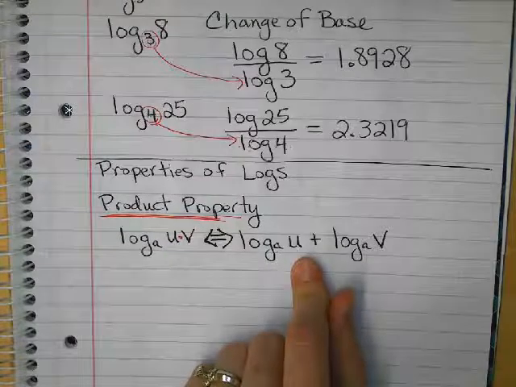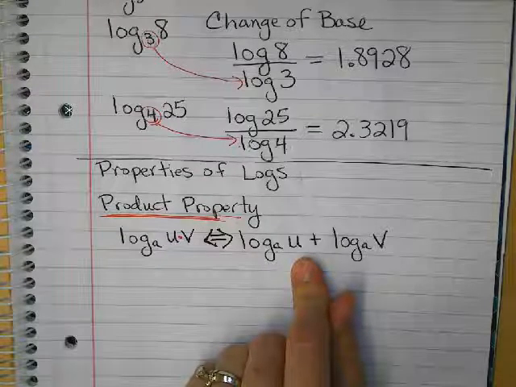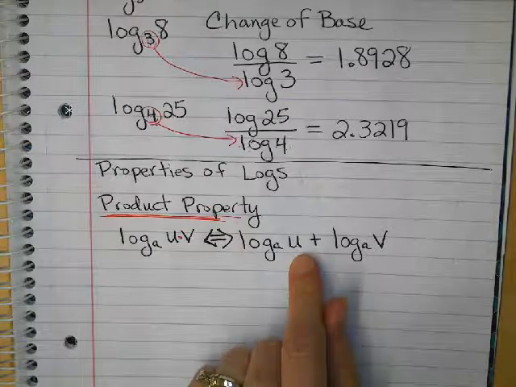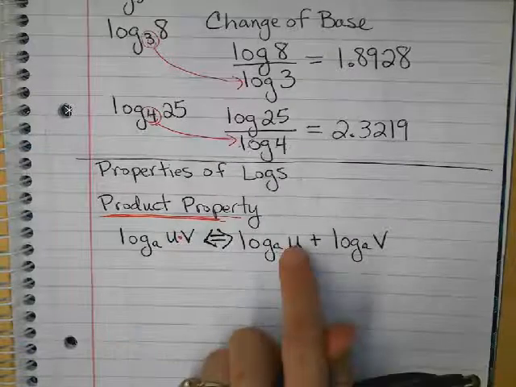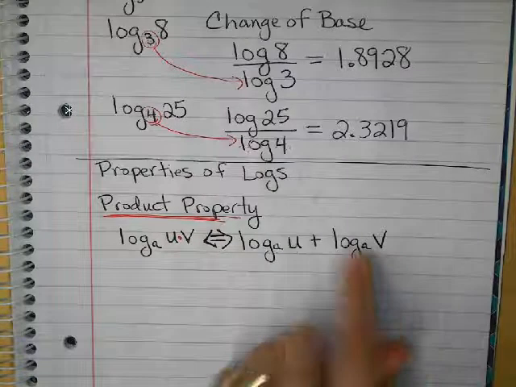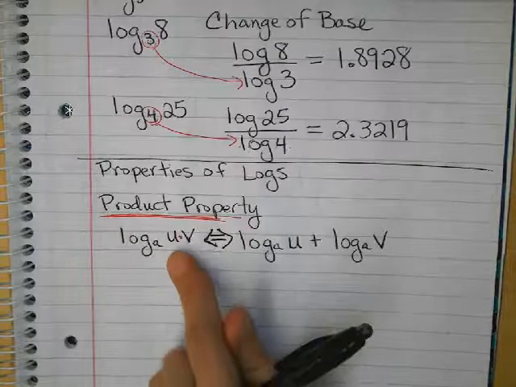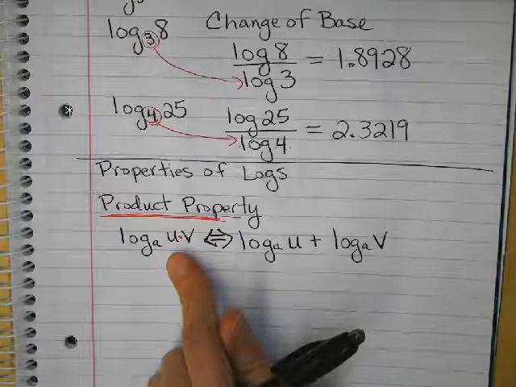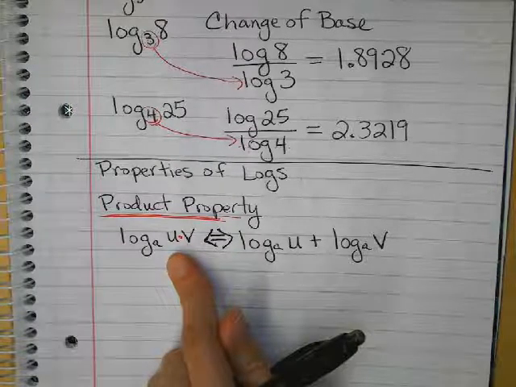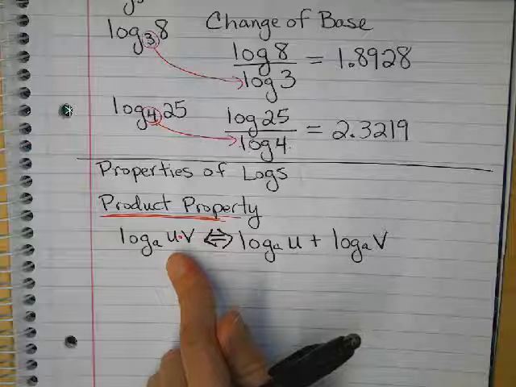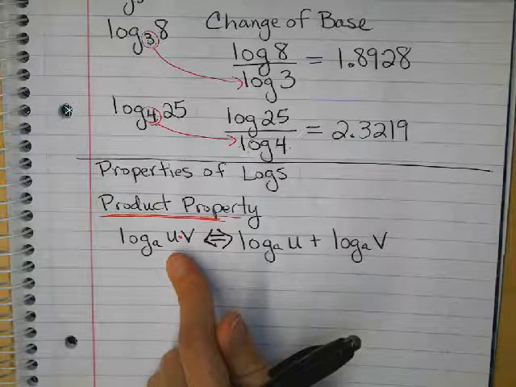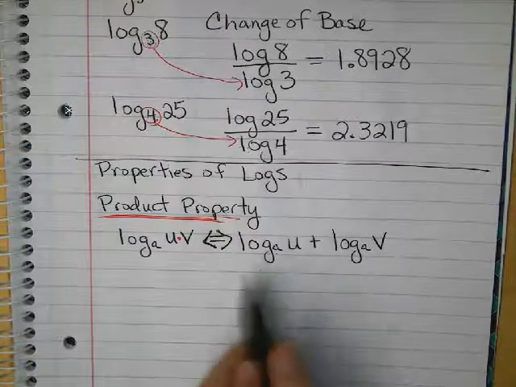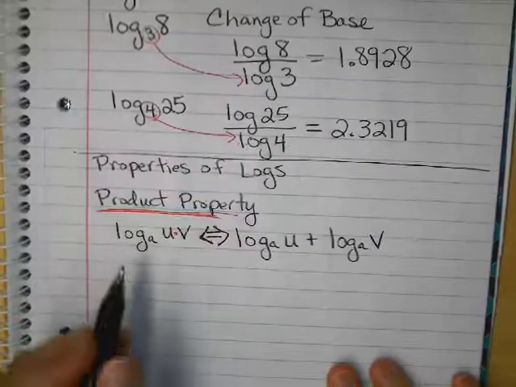Now, these properties come from properties of exponents. You've probably heard before that when you multiply and you have exponents, you add the exponents. That's where it's coming from. Like x to the 2nd power times x to the 5th power, you add the 2 and the 5 and you get x to the 7th. When you multiply, you can add exponents. It's the same with logarithms. When you multiply, you can add logarithms. So that's the product property.